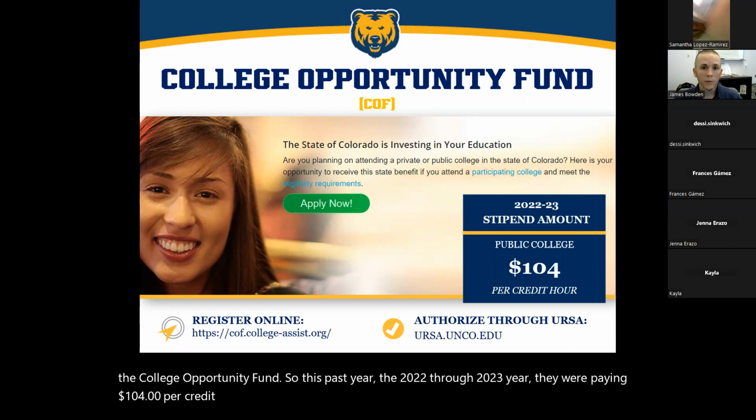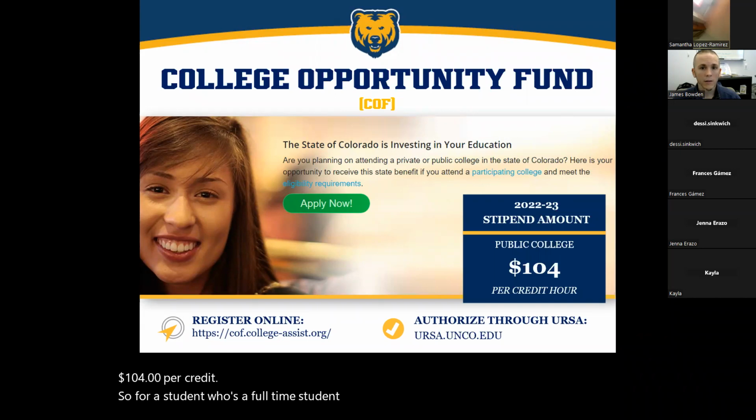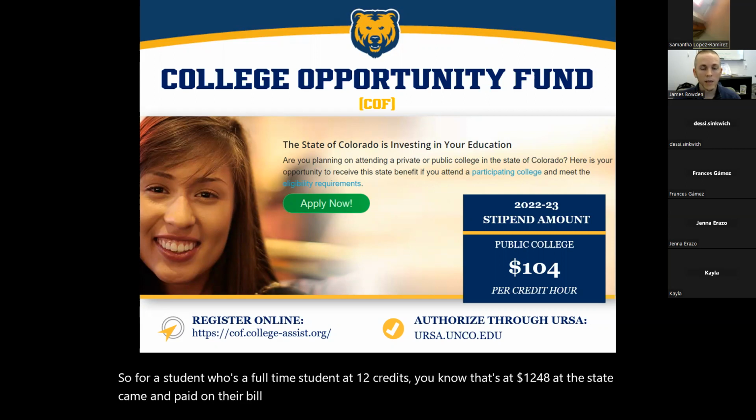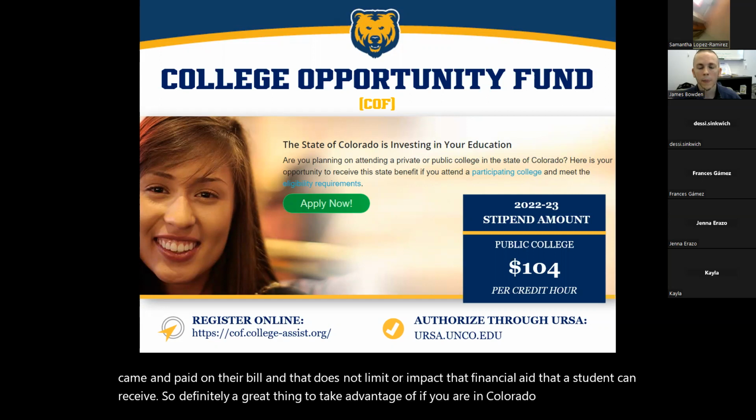So for a student who's a full-time student at 12 credits, that's $1,248 that the state came and paid on their bill. And that does not limit or impact the financial aid that a student can receive. So definitely a great thing to take advantage of if you are a Colorado resident.